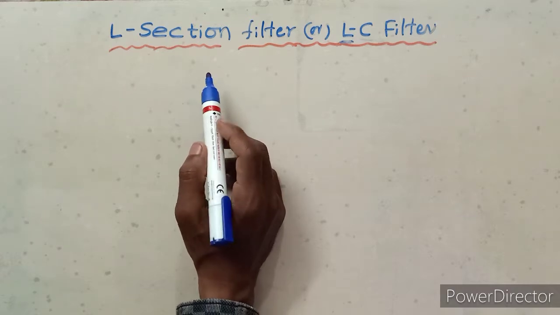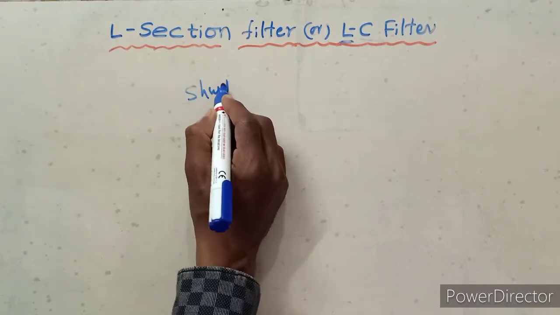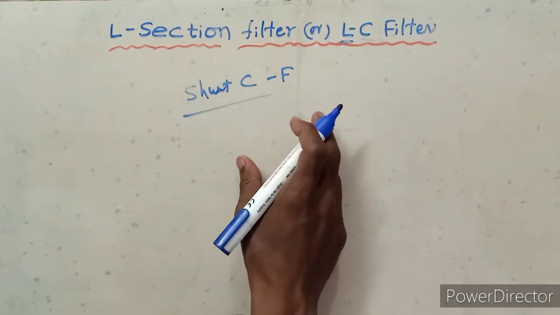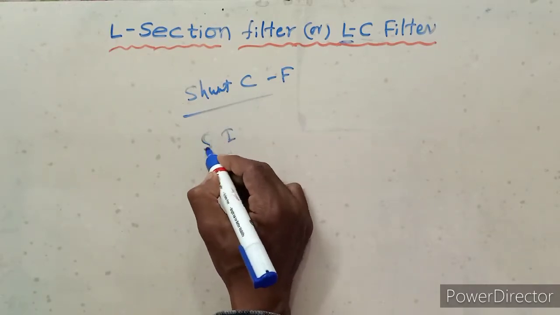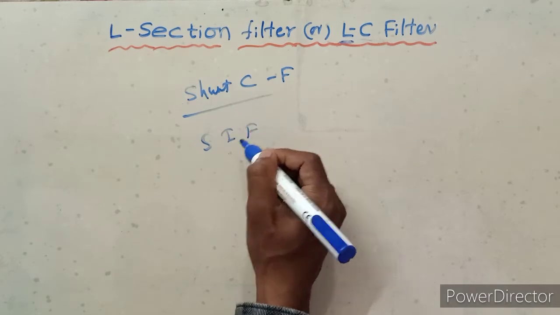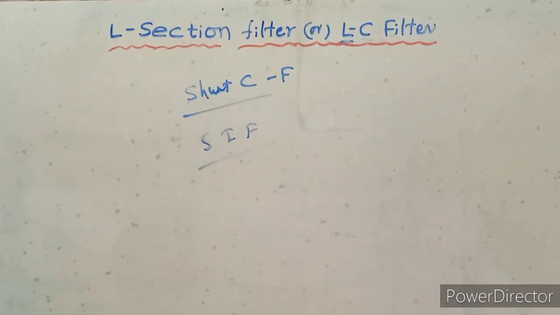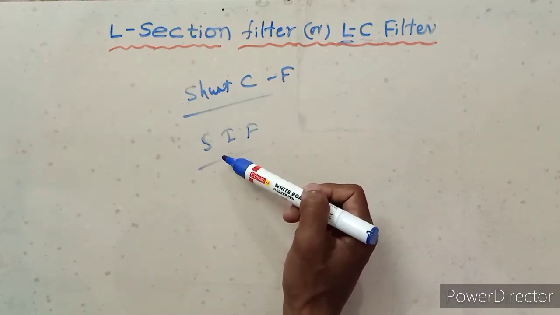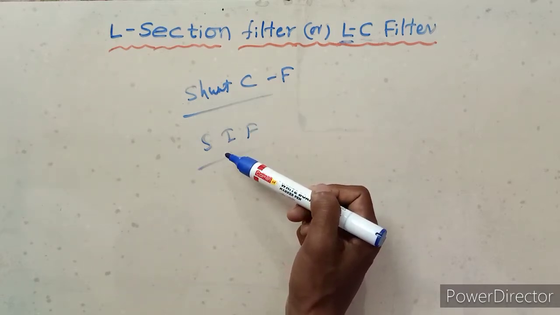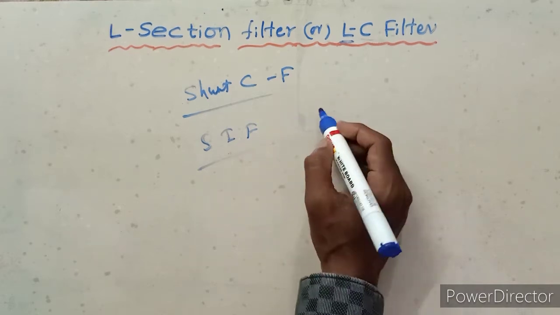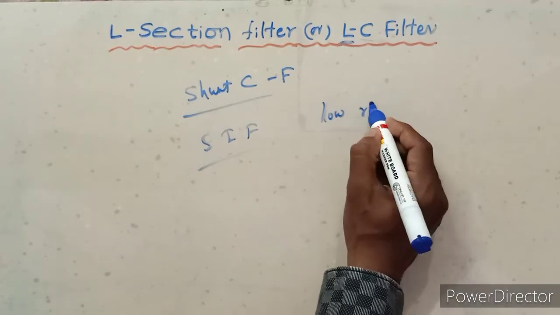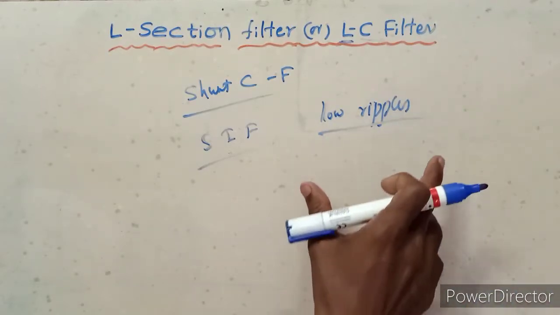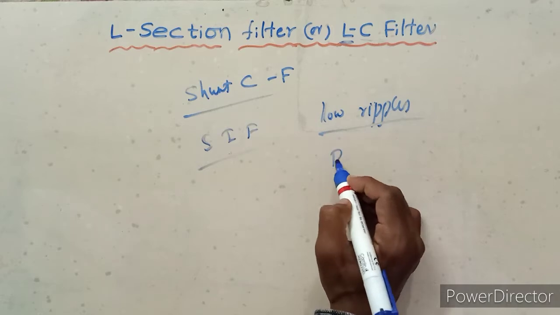Neither the shunt capacitor filter nor series inductor filter are economically capable of providing low ripples and almost produce the pure DC.